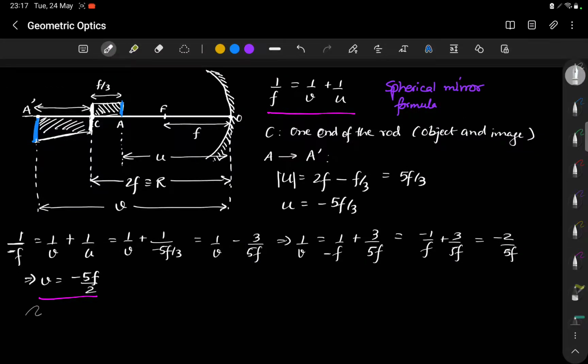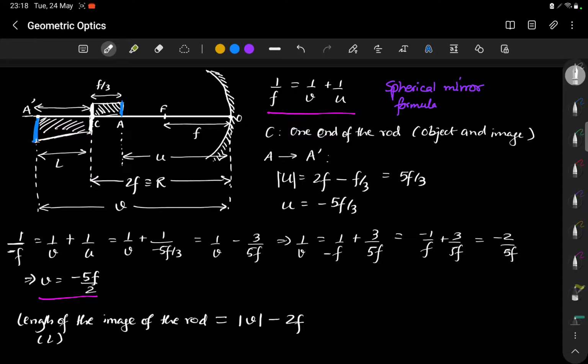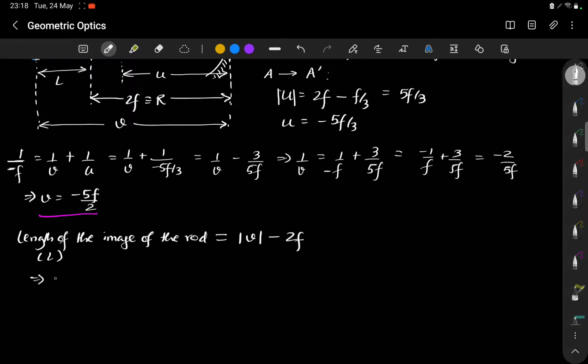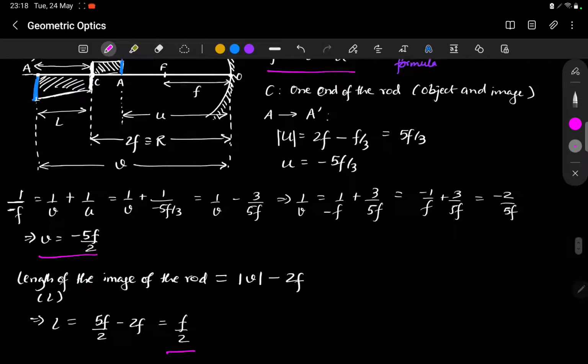Now the length of the image of the rod is going to be equal to mod of v minus 2 times f. So it is this distance minus this distance, that is the length of the image of the rod, L. So plugging in the values, we get L equal to 5f by 2 minus 2f, which is equal to f over 2. So we have found out the value of the length of the image of the rod.